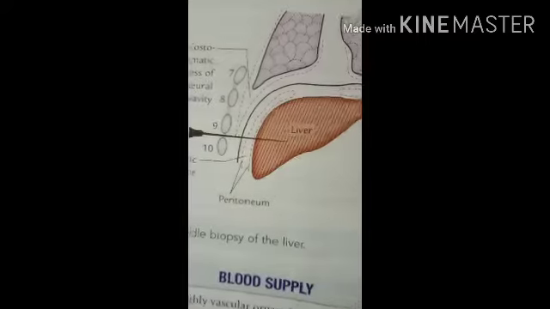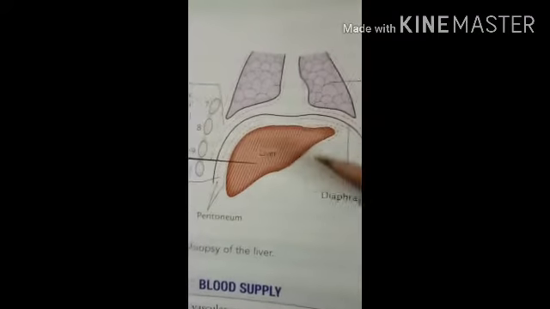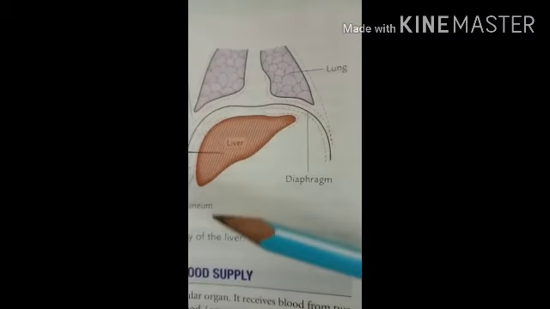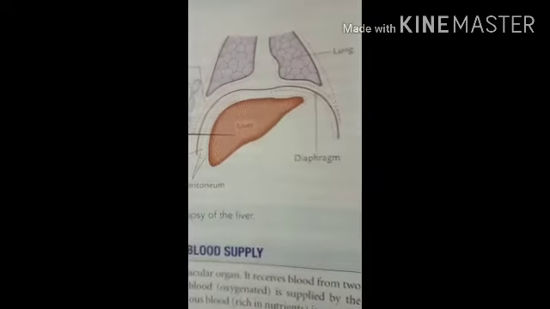After then the venous drainage. So the venous drainage of the liver occurs by the left hepatic vein, the middle hepatic vein and the right hepatic vein.